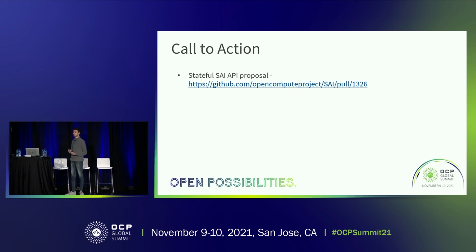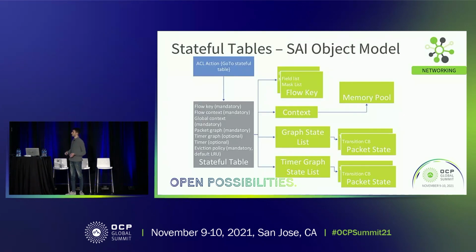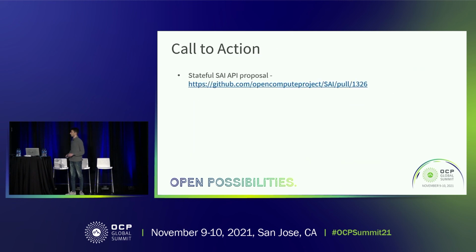So the current state as of today is that we have provided the list of requirements. You can review that in the November timeframe. We are actually going to put this object model into code and start reviewing that within the SAI community. So thank you everyone, and please join the review process of this new proposal.